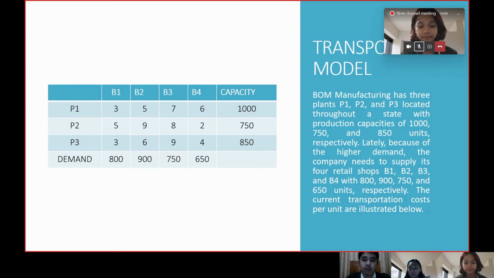For the transportation model, the problem says that BOM Manufacturing has 3 plants, P1, P2, and P3, that all have retail shops B1, B2, B3, and B4. This table shows us the shipping fee for each plant and their respective retail shops. Next slide, please.